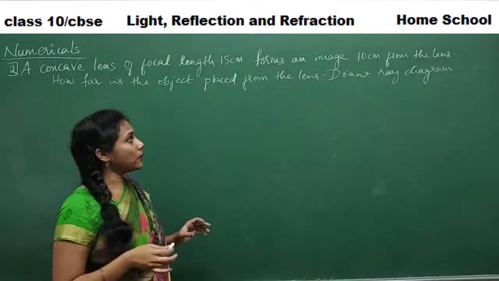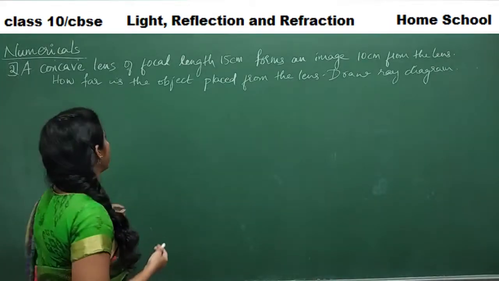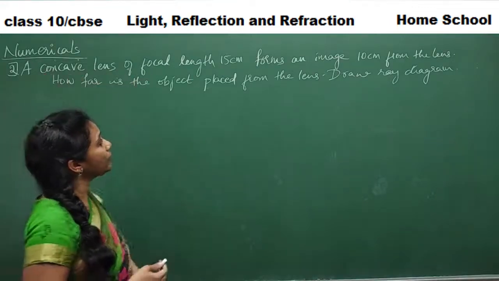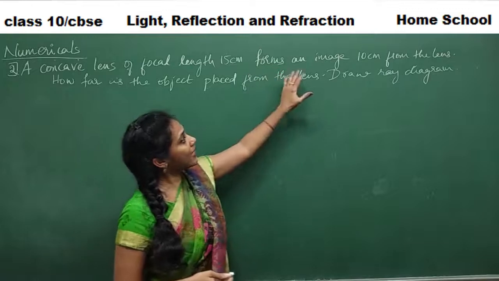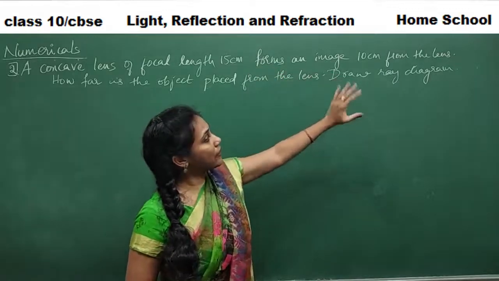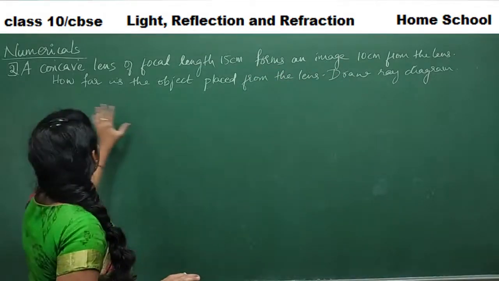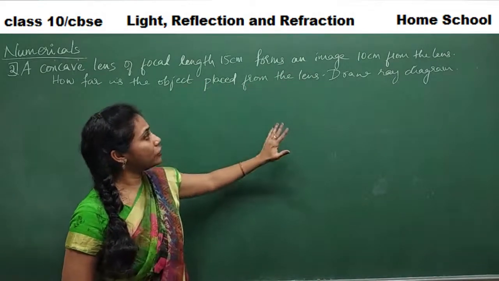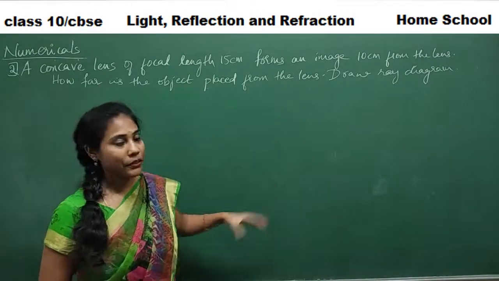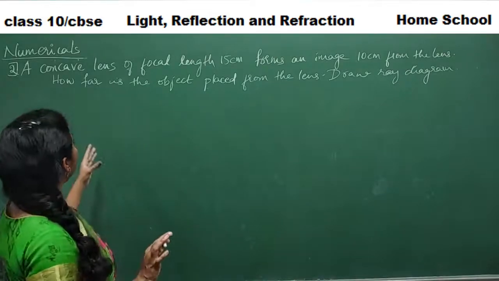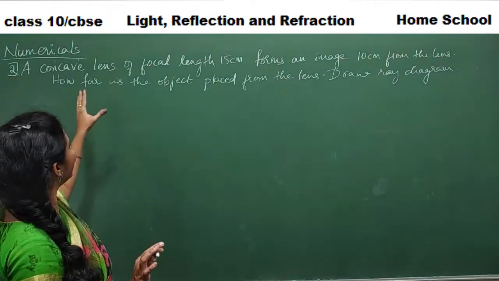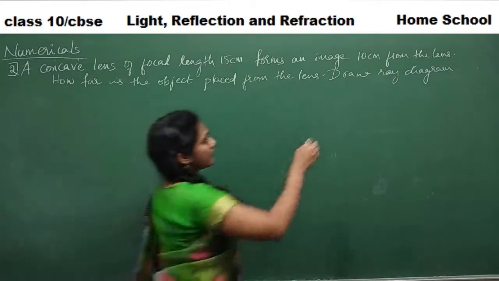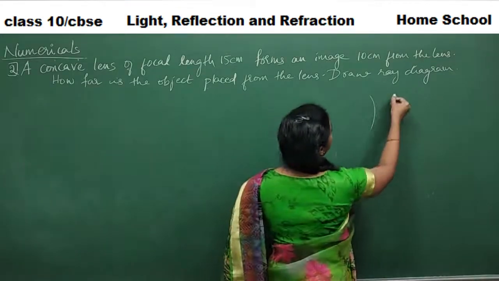Coming to the second problem, even this is from the NCERT exercise questions. A concave lens of focal length 15 centimeter forms an image 10 centimeter from the lens. How far is the object placed from the lens? Draw the ray diagram. Okay. So here this time it is a concave lens. So how do you draw a concave lens?